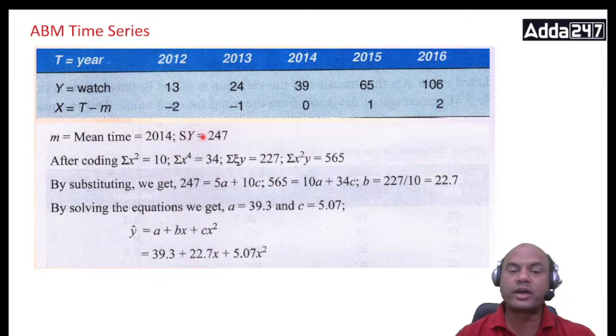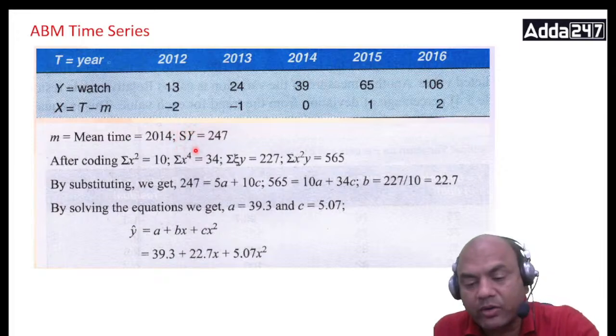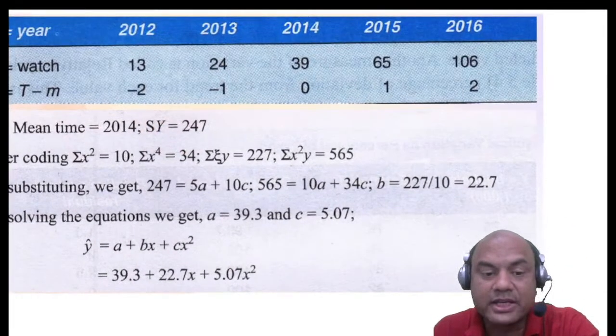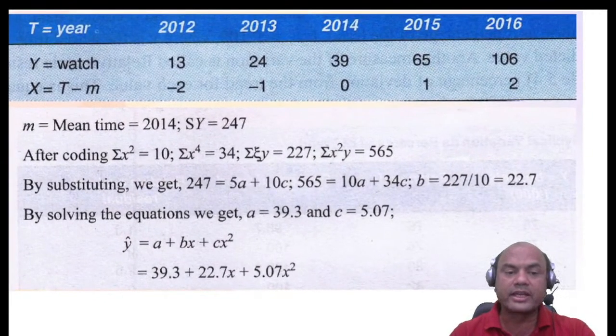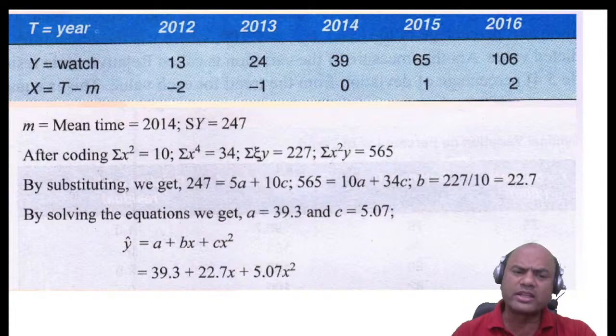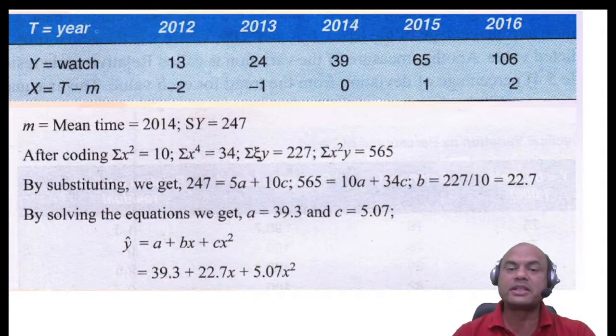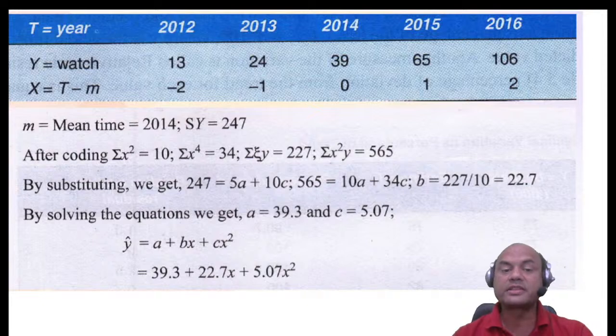So summation of y is what? Summation of y means this total. Summation of y is 247. Now we have to find out this second degree equation. So for that, what do we do? After coding x, summation x square equals 10. See this, x you have got it. Now do the summation of this. So summation x square means minus 2 square is 4, 4 plus 4 plus 1 plus 1. So 10.